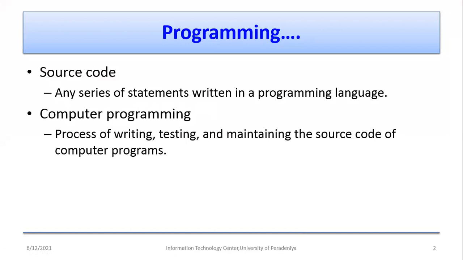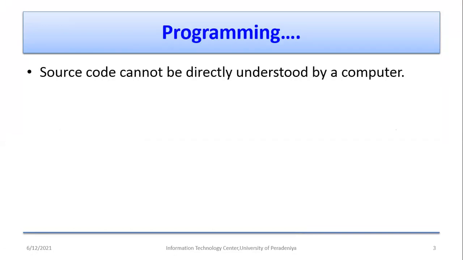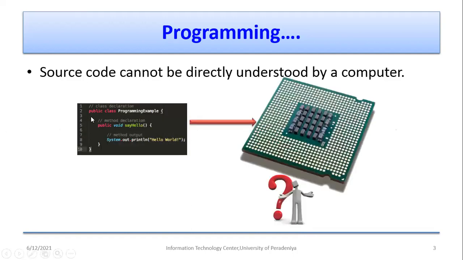So first we have to write the code, and then test it to see whether the requirements are met and the program is correct, and then we have to maintain those programs. That is what we call computer programming. And source code cannot be directly understood by the computer. This is code given in the programming language called Java. This code cannot be directly executed by the computer, or basically the computer processor.